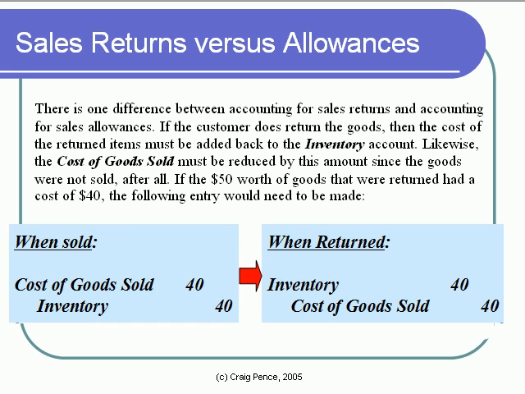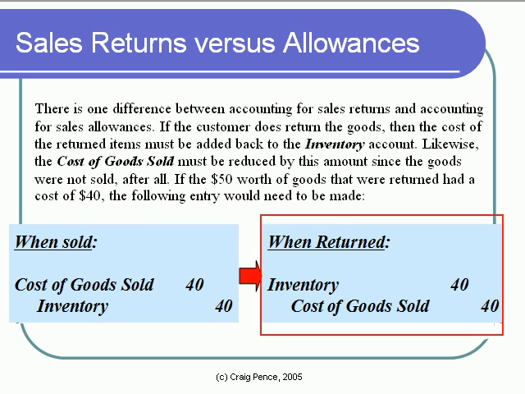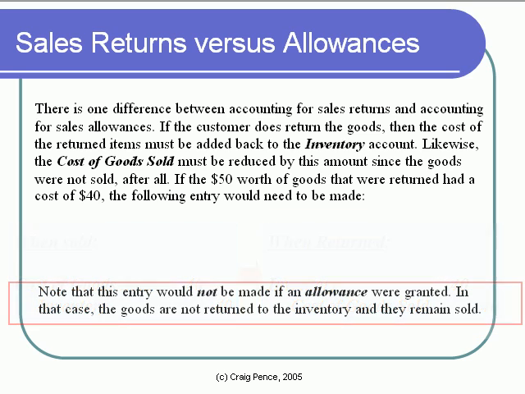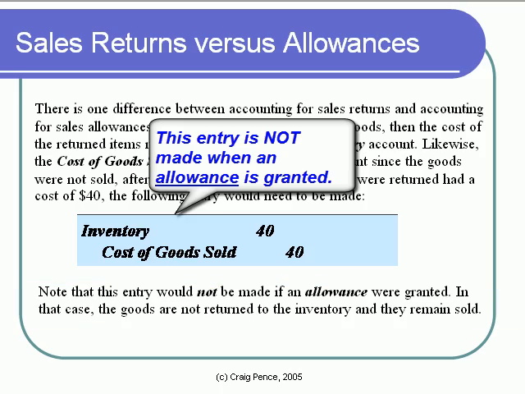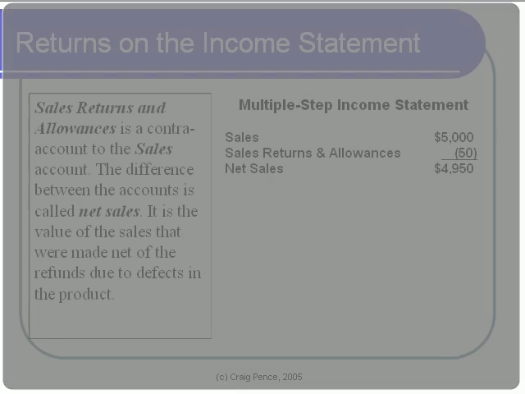But if the item comes back and is placed back on the shelf, then we need to reverse this. We'll put the item back into inventory, debiting the inventory account, and reduce cost of goods sold with a credit, since the item turned out not to have been sold after all. On the other hand, if an allowance is granted, then no second entry is made at all. After all, if the goods aren't taken back, there's no reason to do anything with inventory.